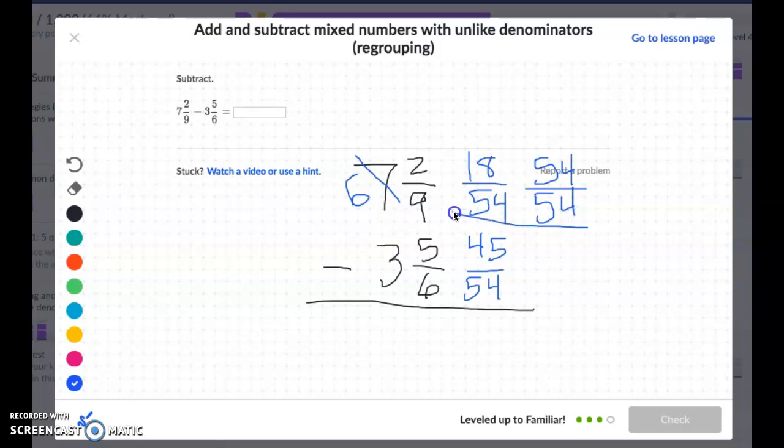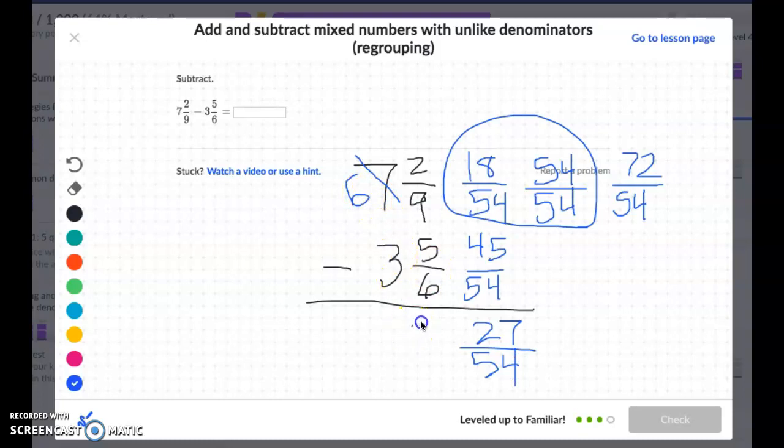So now on the top here, I have all of these 54ths because I have this one, the one that I borrowed and I changed it into 54ths, and I have what I already had up on top. So if I add 18 plus 54, I have 72 54ths up there on the top now. Okay, now I know those numbers are getting big, but that's okay, we can still do this. Now I can do my subtraction. 72 take away 45, that's going to give me 27. My denominator stays the same at 54.